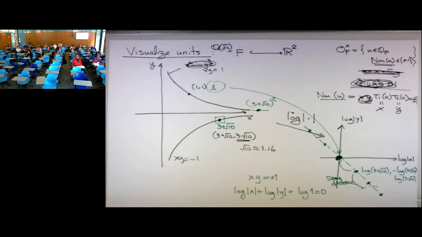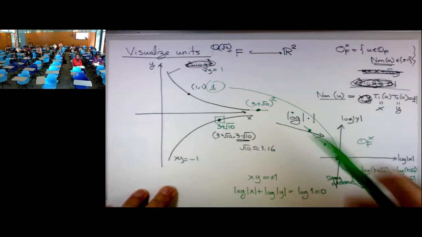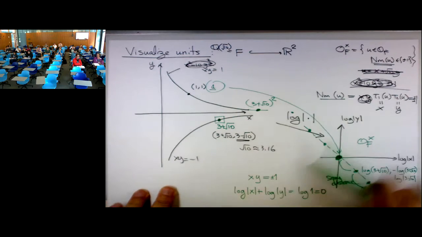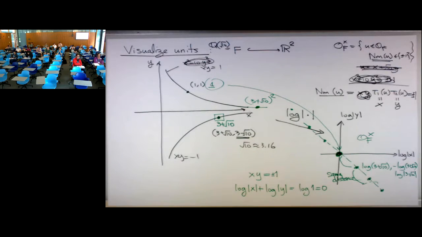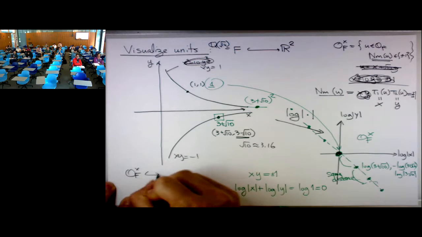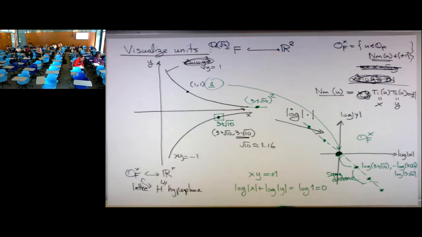So I just want to say that if you want to visualize O_F cross, it actually lies on a hyperplane in this coordinate, and they form a lattice in this hyperplane. I'm doing this for the case of a real quadratic field, but in general, O_F cross will lie in some r-dimensional space, and in fact lies in some sort of hyperplane inside of here. And this becomes a lattice here. This is how you visualize the units: some sort of lattice inside a hyperplane.